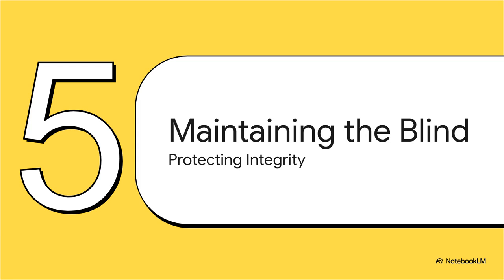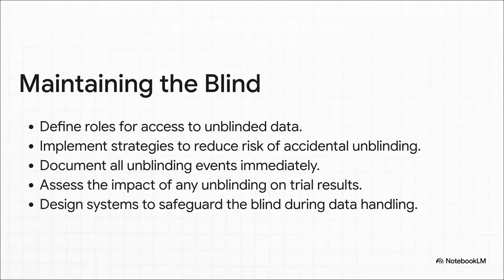Finally, let's look at one of the most critical applications of data governance: maintaining the blind. If that's compromised, the scientific validity of the whole trial can be called into question. Maintaining the blind requires proactive planning and really strict control. We have to define and document who gets access to unblinded data. We need to implement strategies to reduce the risk of accidental unblinding. If an unblinding event does happen, planned or not, it must be documented immediately and its impact needs to be assessed. And of course, our systems have to be designed to safeguard the blind from the very start.